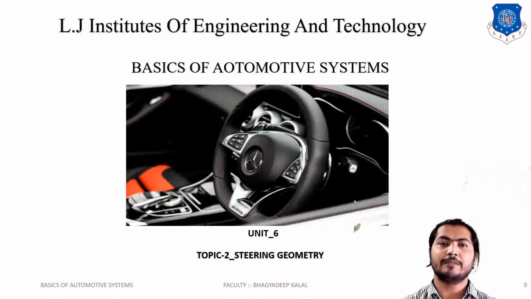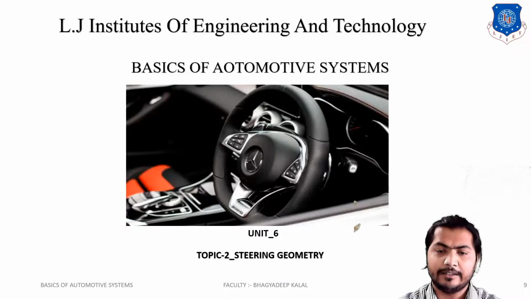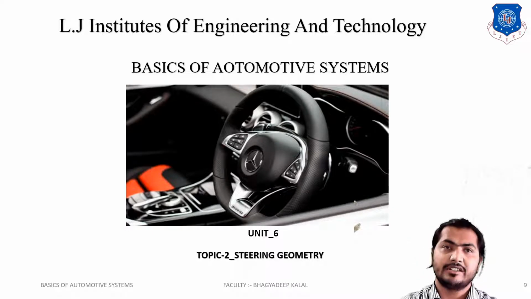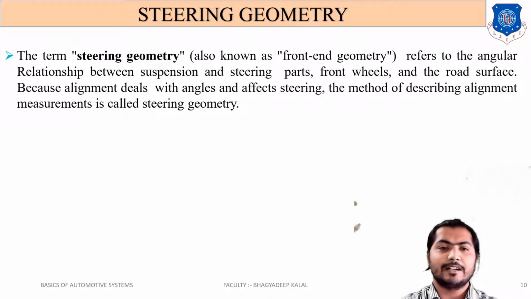Steering geometry is nothing but the various types of angles made with the different steering angle relationships with the different positions of the tires. Okay, so let me understand one by one. The term steering geometry is also known as front end geometry. Why is it known as front end geometry? Because all the angles are measured on the front side of the vehicle. That's why it is known as front end geometry.